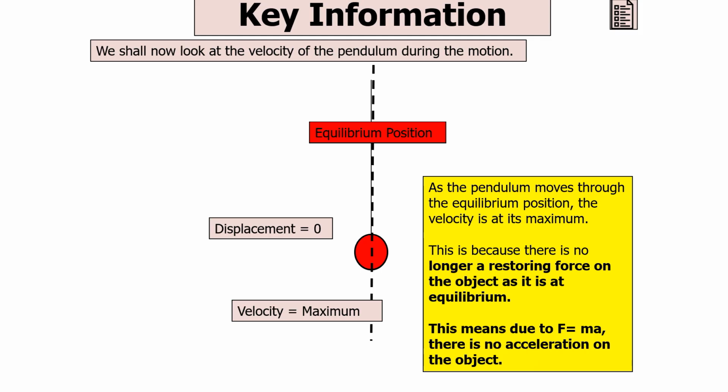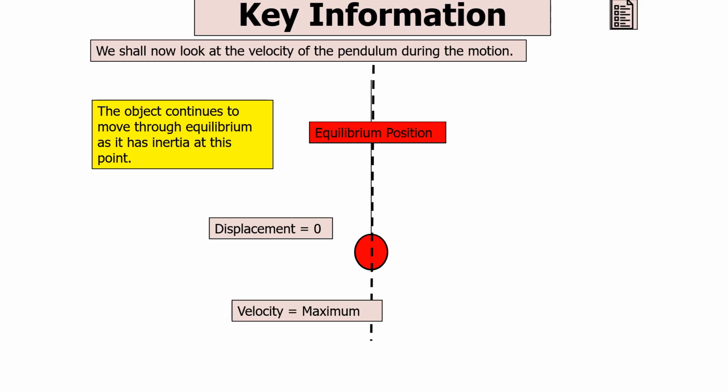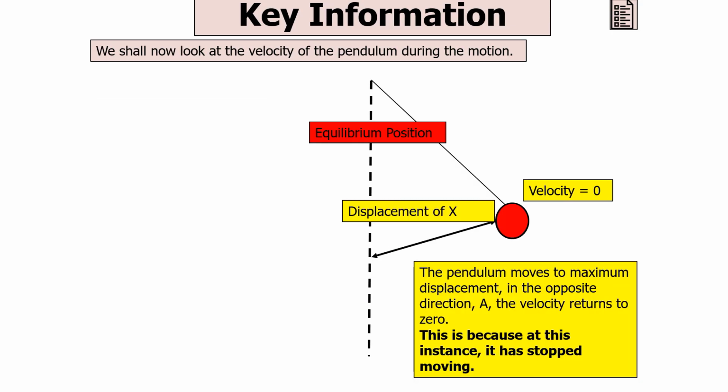This is because there's no longer a restoring force on the object as it's in equilibrium. This means that due to F equals ma, there is no acceleration on the object. However, the object continues to move through equilibrium as it has inertia at this point. Then, when we've got a displacement of x, once again, the velocity is equal to 0, because at this instant the object has stopped moving.